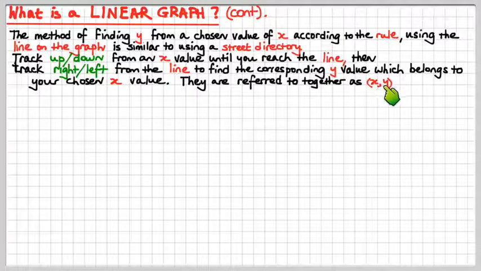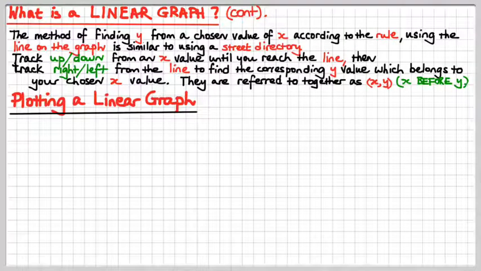x, comma, y. The value of x, then a comma, then the value of y, and then put inside brackets. Okay, now please note that the x goes before the y, just the same as they do in the alphabet, guys.